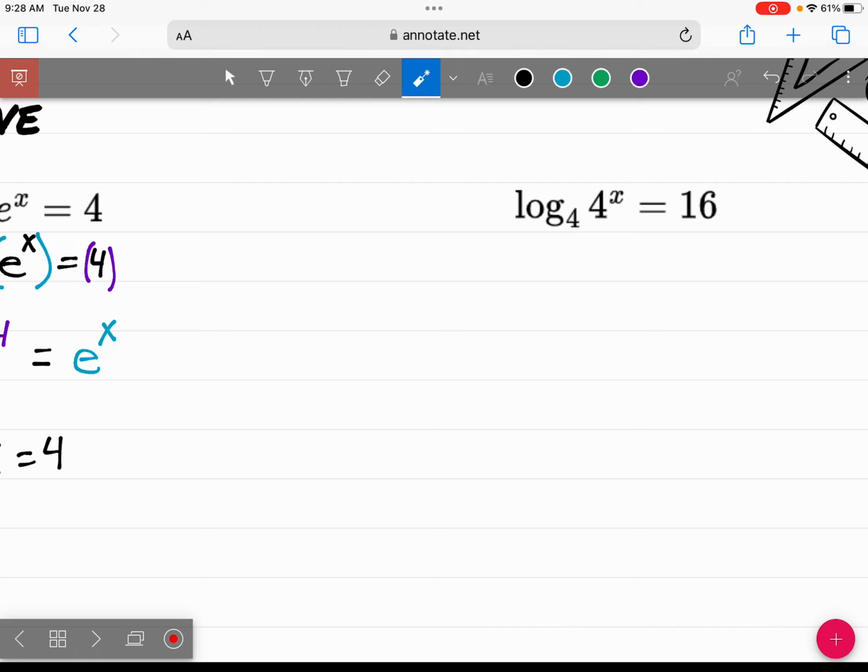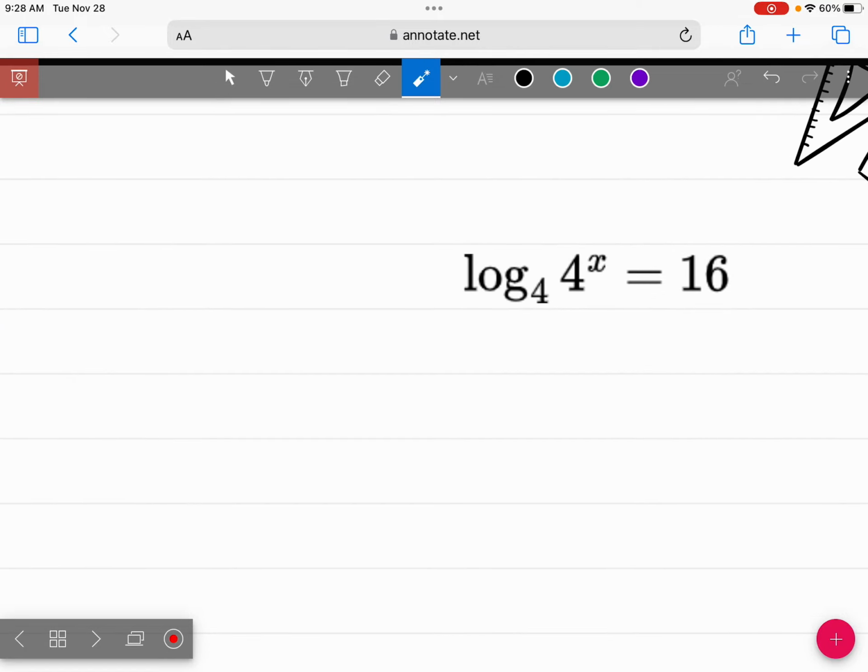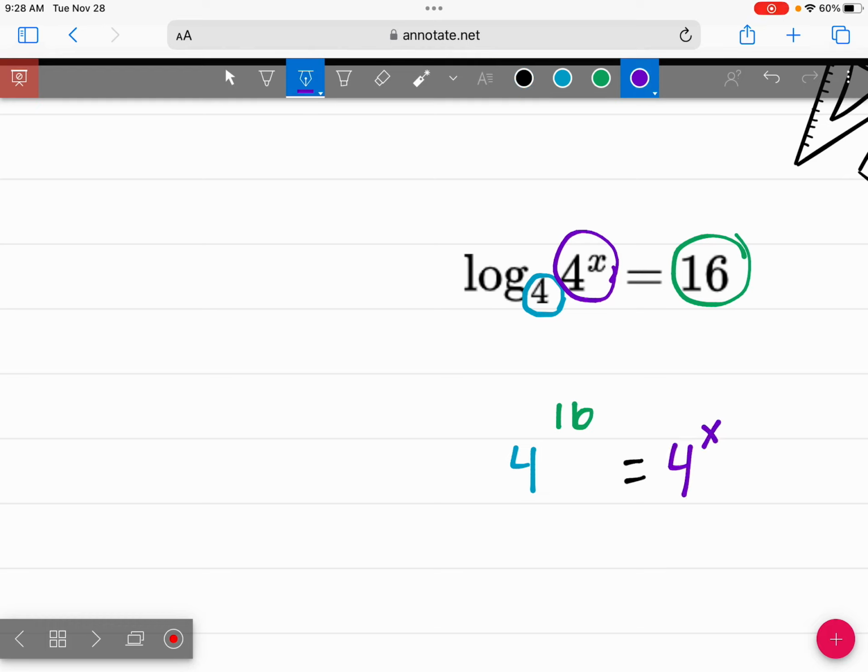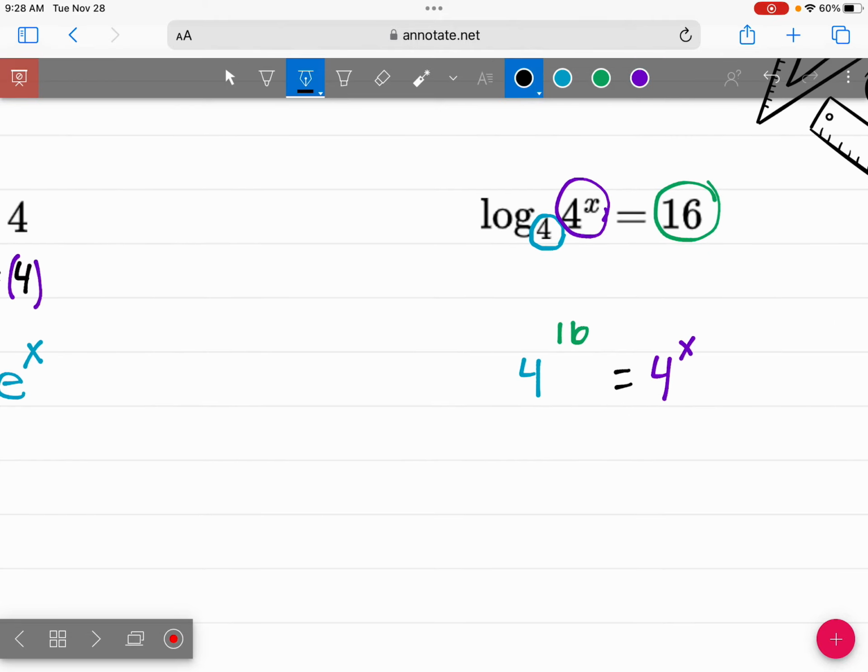Okay, same vibe over here. We're going to switch this around back into exponential form. I've got my base, my exponent, and my argument. So my base of 4, my exponent of 16 equals my argument of 4 to the x. So what does x equal? 16.